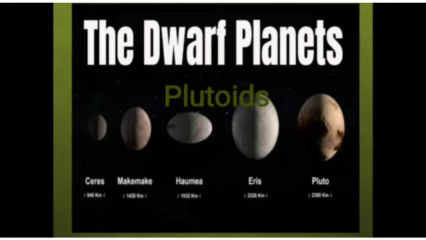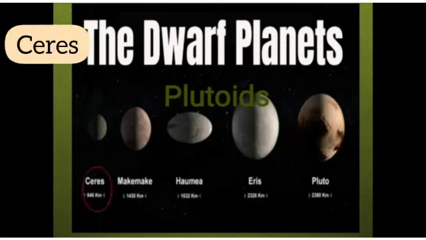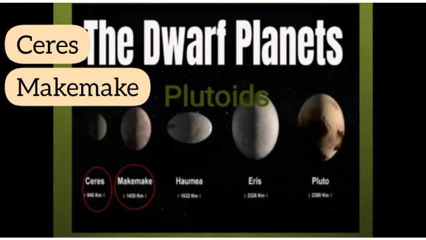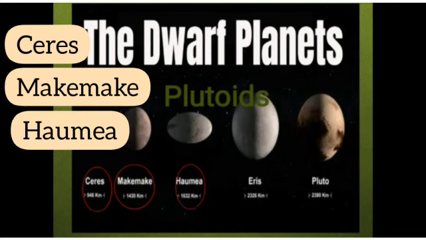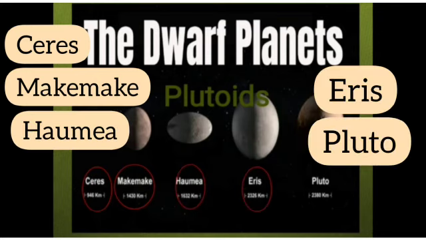Till date, we have five dwarf planets which are recognized. They are Ceres, Makemake, Haumea, Eris, and Pluto. These are the five recognized dwarf planets of the solar system.